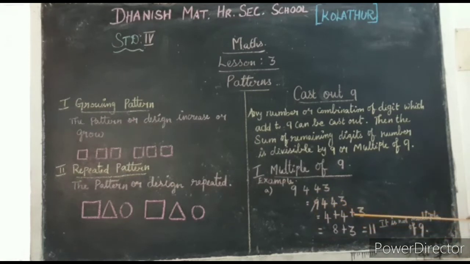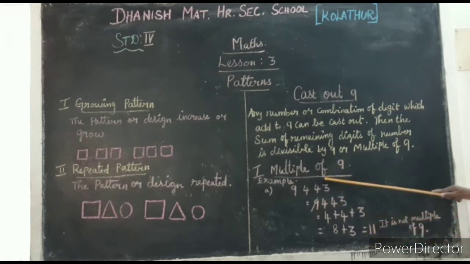Next, what numbers are remaining? 4 plus 4 plus 3. I told already, sum of the remaining digits. So you have to do addition of the remaining numbers. So 4 plus 4 plus 3. 4 plus 4 is what? 4 plus 4 is 8. 8 plus 3 is what? 8 plus 3 is 11. So children should think, 11. Will 11 come in the 9 table? No, 11 will not come in the 9 table. Same thing, can 11 be divided by 9? No, we can't divide 11 by 9.